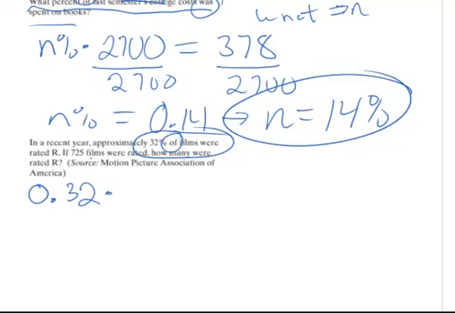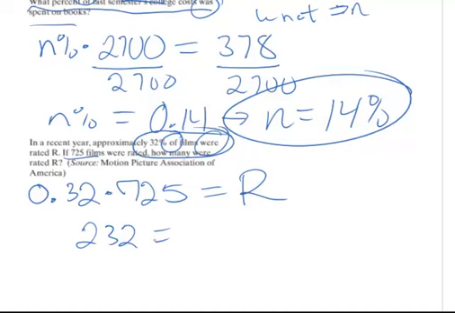Films. How many films did we have? We had 725. Were is plural for is. Means equals. Rated R. That's the number that I'm looking for. So again, my letter R is already by itself. It's kind of like my letter N. I'm using R because we're talking about R-rated movies. All I'm going to do is multiply 0.32 times 725, and I'm coming up with 232 movies were rated R.